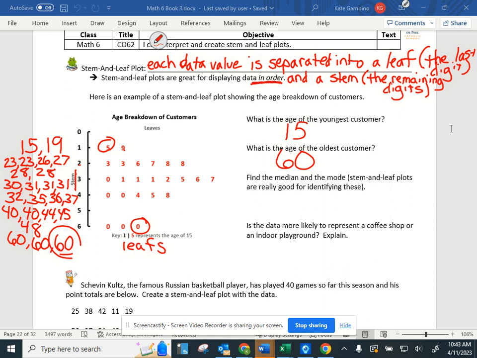Now we need to find the median and the mode. Stem and leaf plots are really good for identifying these. So to find the median, we need to find that middle number. What I did was I just counted them off and said, okay, I'm going to cross off my smallest and my biggest, and I'm going to keep working in.